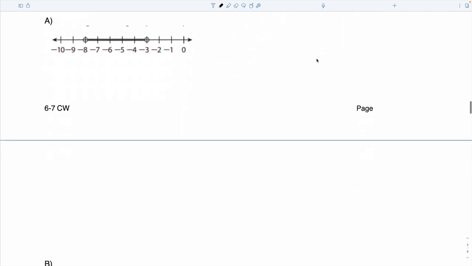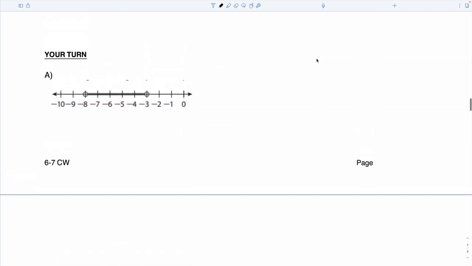I want you to try A and B. For A, I want you to show both methods of writing it, with and and with the shortened way of writing it. Once you have A, check in with your partner to see if you agree with them.